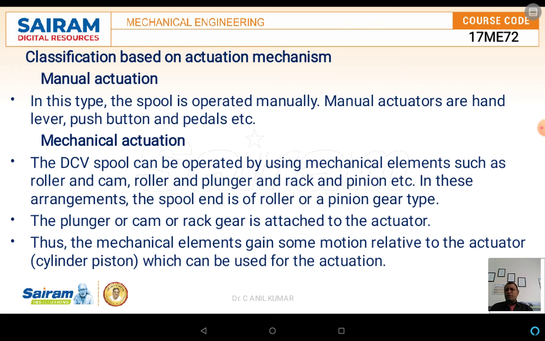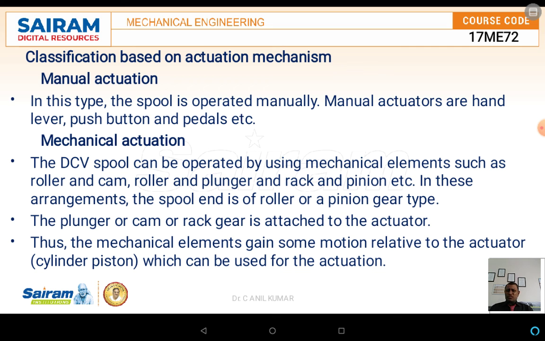Depending upon the type of actuation we are using, either manual, mechanical, solenoid, hydraulic or pneumatic, the valves are classified. Now, in the case of mechanical DCV valves, the spool actuation can be done by means of a plunger, or a cam, or even a rack and pinion arrangement.